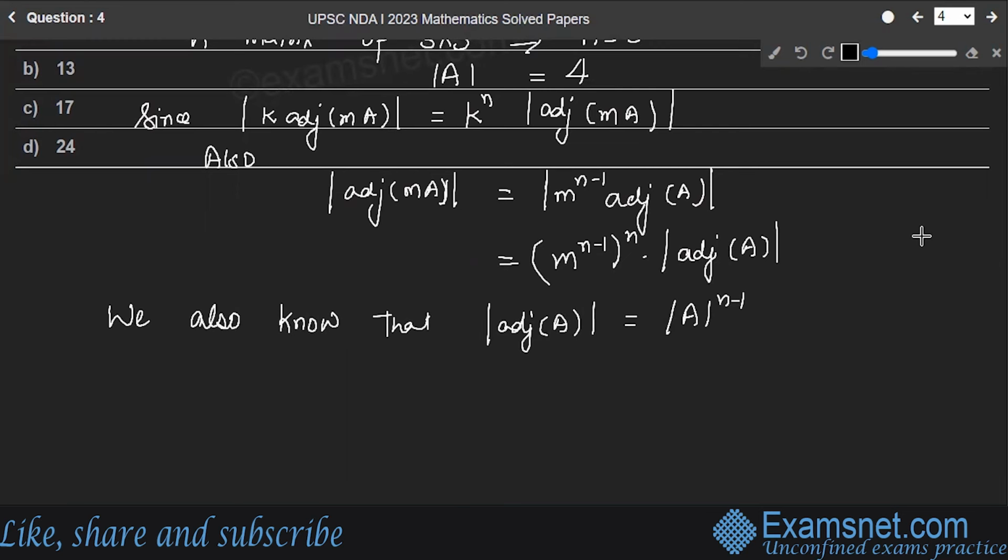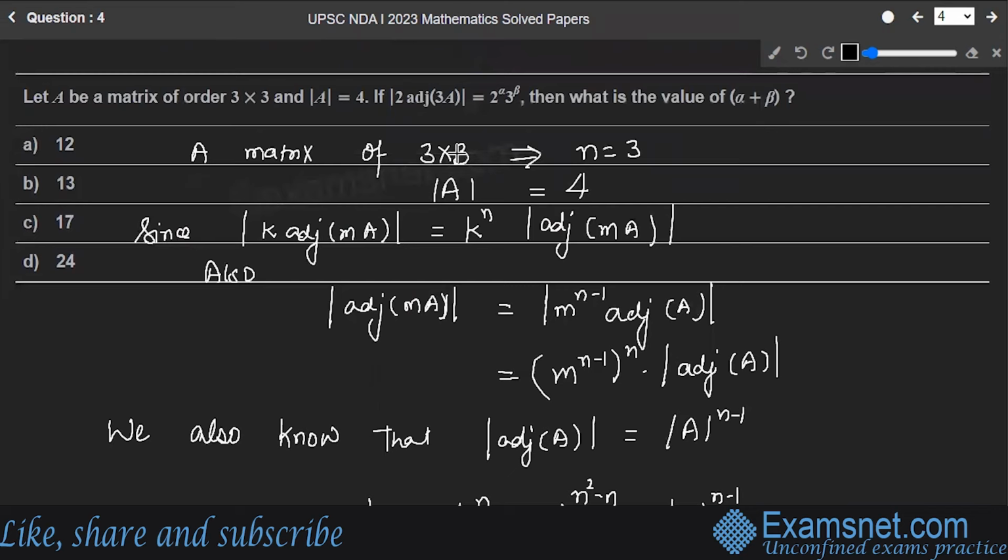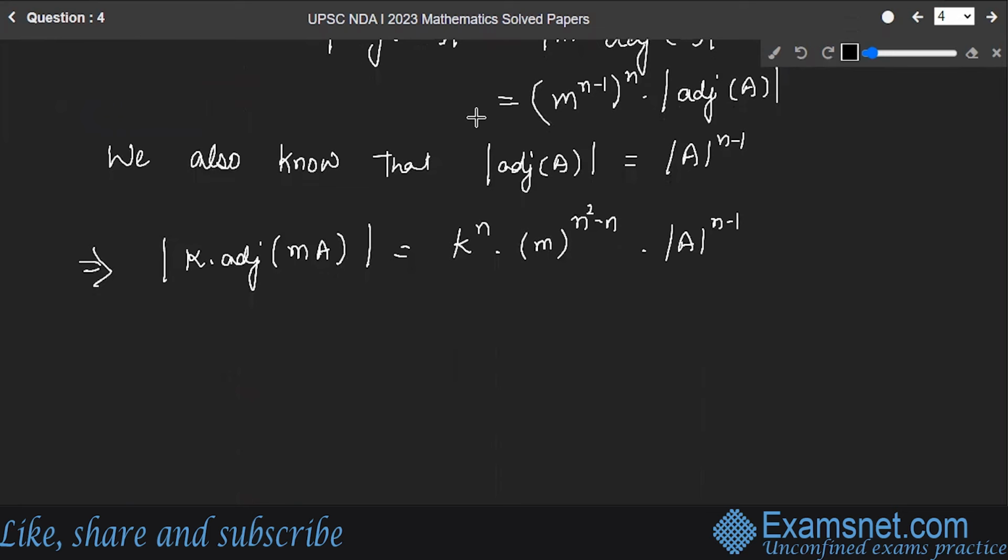Now, let's get back to our problem. In the question, you are given that K into adjoint of MA is equal to K raised to power n into M raised to power n square minus n into determinant of A raised to n minus 1. So, if I compare it with this one, determinant of 2 adjoint 3A, it was 3A.